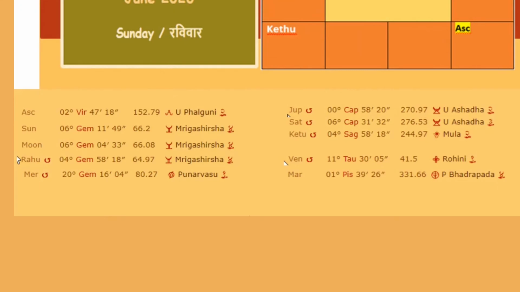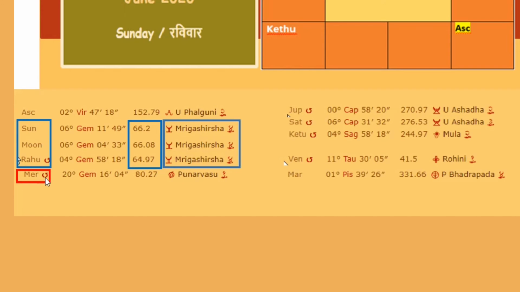Let's see in which star signs these planets reside. The Sun, Moon, and Rahu are in the house of Gemini, in the same star, which is Mrigasira, and the degrees you would see are very, very close, and hence the eclipse. They're just a difference of 2 degrees. Next is Mercury in the same house of Gemini at 8 degrees. Again, it's retrograde, which means it's moving towards the eclipse.